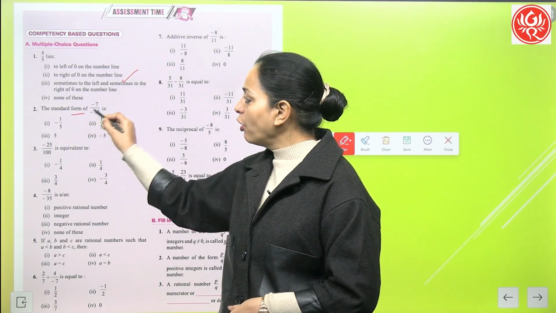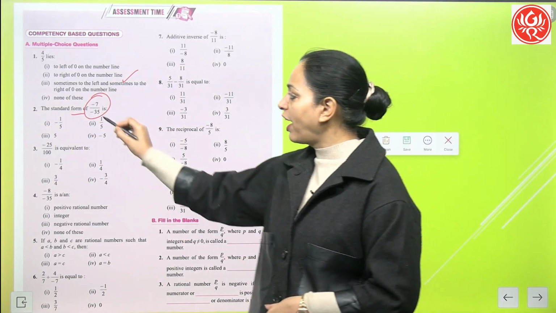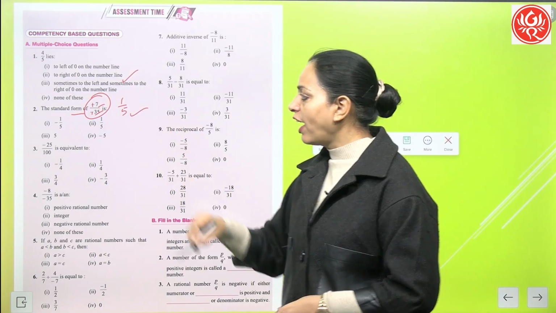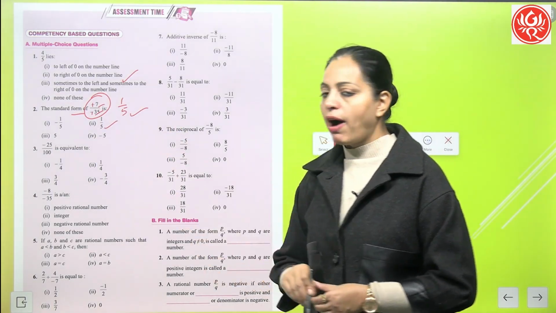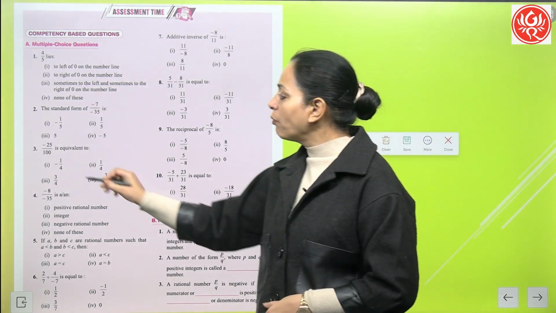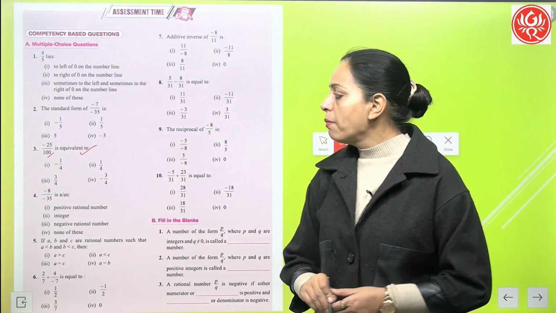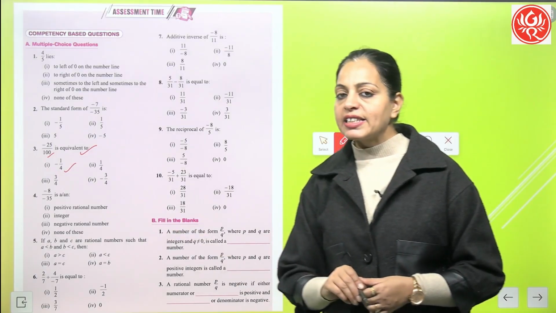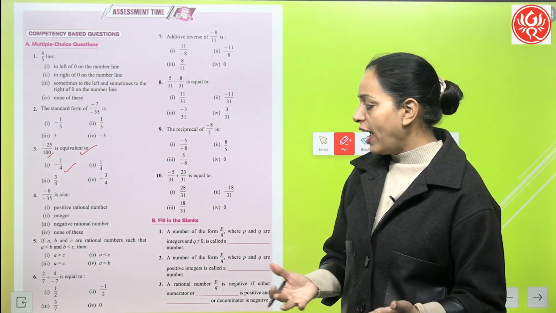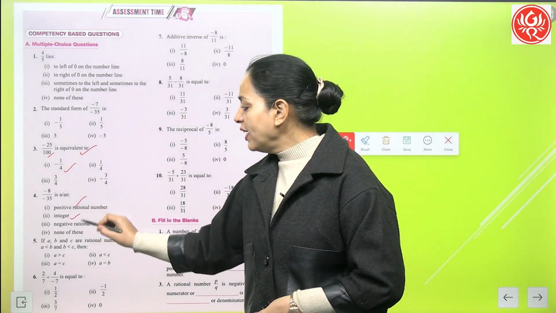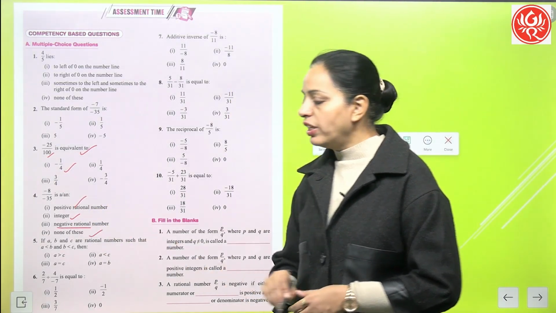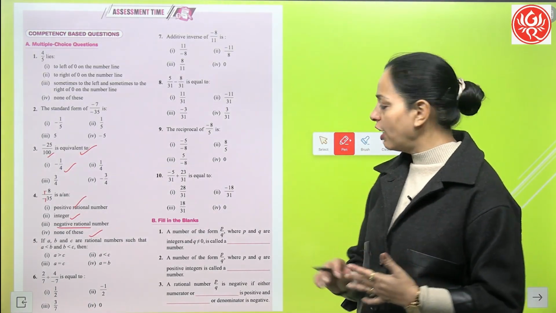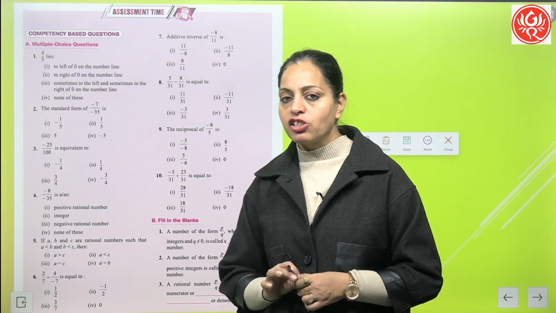The second one, the standard form of minus 7 upon minus 35. It is positive. 1, 7 ones are 7, 7 fives are 35. So 1 upon 5, second part. The third one, minus 25 upon 100 is equivalent to minus 1 upon 4, the first one. The fourth, minus 8 upon minus 35 is a positive rational number, integer, negative rational number, none of these. So it is a positive rational number because both are negative.